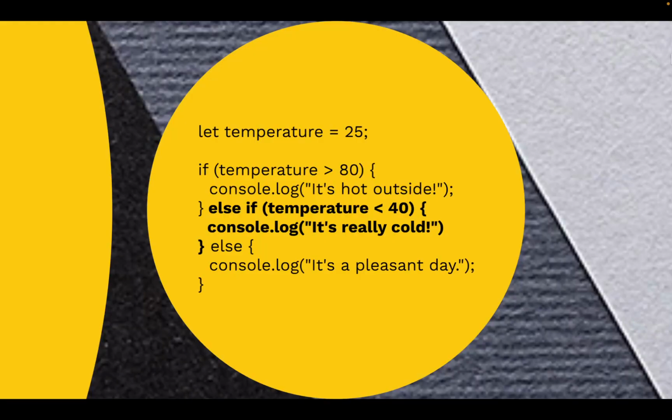If you want to check more than one condition, you can use the if else statement. In this example, it checks whether the temperature is over 80 degrees. If that condition is false, it checks for temperature below 40 degrees. If neither condition is true, the else statement runs. Once a true condition is found, the corresponding code block will execute, and the program exits the entire if statement, skipping any remaining else if or else clauses.